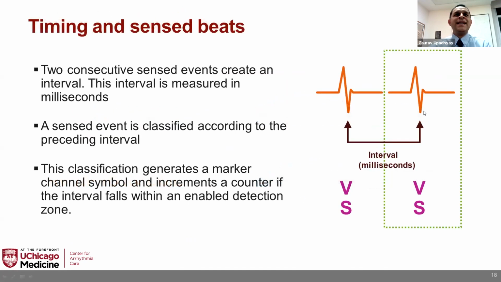When we talk about timing for pacemakers or defibrillators, we have to have two events. So here, VS, that's just a V-sensed event. And the timing requires two contiguous events. And really, it's that notion of timing between events that a number of the algorithms that Gurjit just went through takes advantage of.